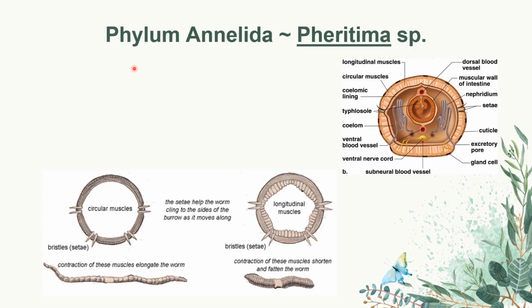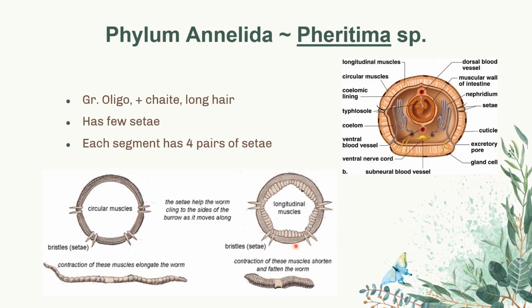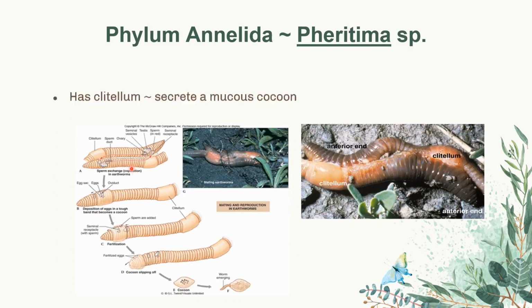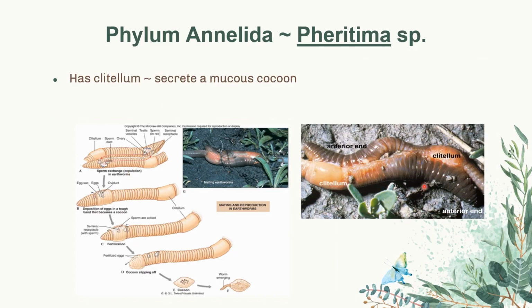The example organism in the phylum Annelida is Lumbricus species, which is an earthworm. This earthworm contains long hairs, and the name of these long hairs, as you can see in the cross section, is setae. For one segment, this is an example of a segment of the earthworm. It has 4 pairs of setae. So 1, 2, 3, 4. Four pairs of setae.